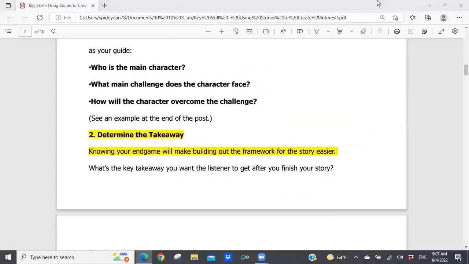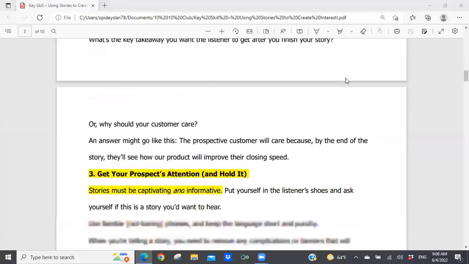The second tip is determine the takeaway. Knowing your end game will make building out a framework for the story easier. So again, what is the takeaway that you want that person to have? If it's just education, that would be a different call to action than if you want that person to actually buy the product. Buying the product is a different call to action. So know what your end game is, because that helps you determine the takeaway that's going to be at the end of that story, to have that person make some decision in their life on an action that you want them to take.